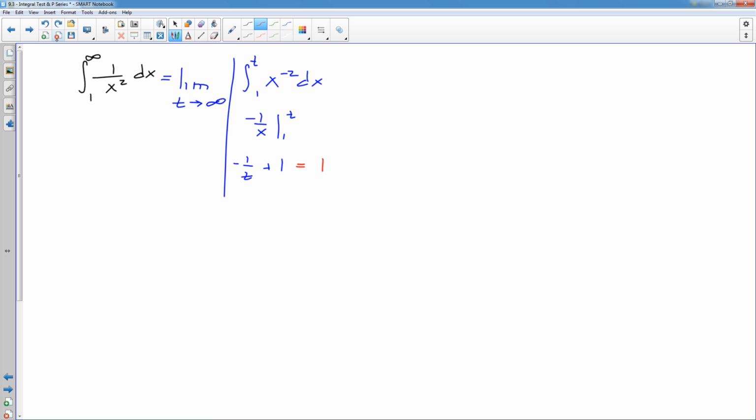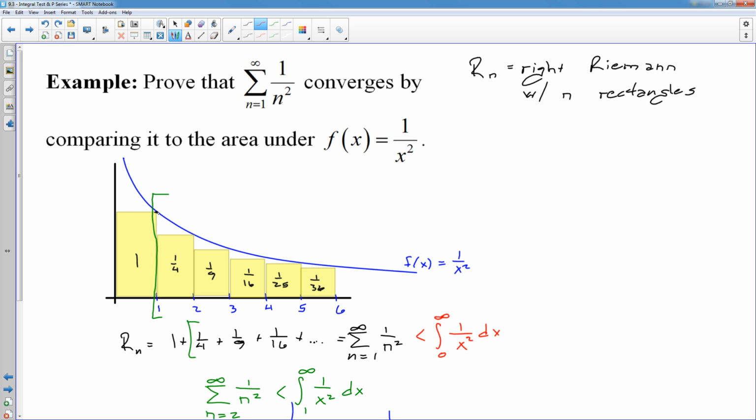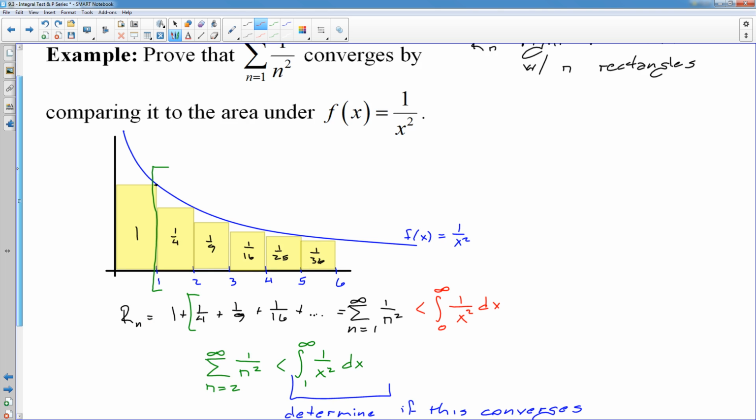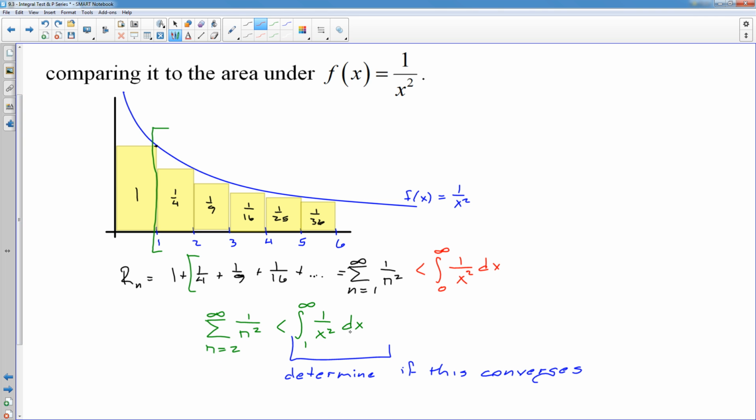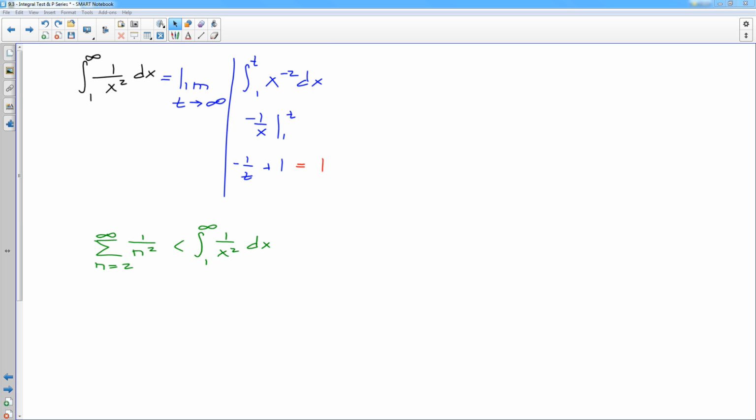So what I've determined is that the area under the function, the true area from 1 to infinity, is actually 1, and we know that my series is even less than that. So we'll pull that onto the next page. There we go. And so we knew that the series from 2 to infinity was less than that, so this is less than 1. My actual series from 2 to infinity.